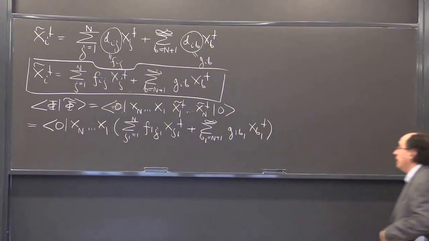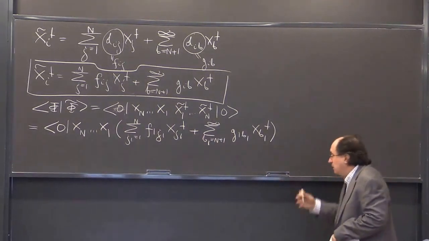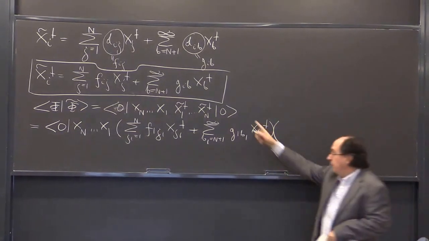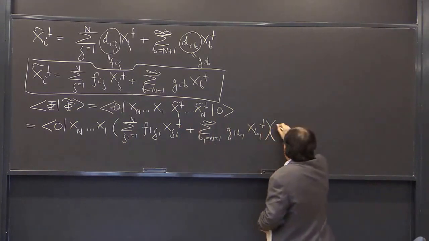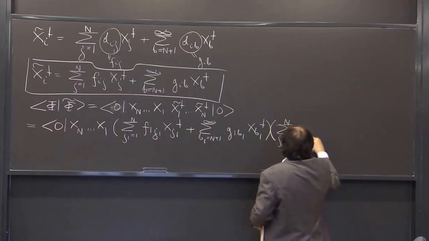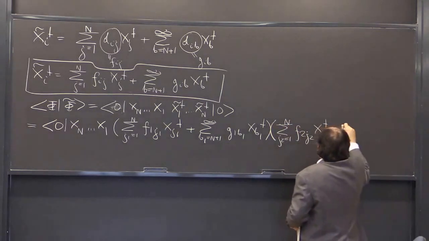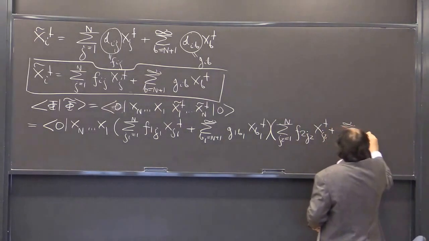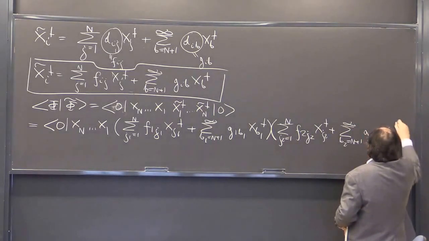Okay, so I have to find some sort of notation for it. To be more clear about it, let me write maybe the second term, and then I'll write the last term in our product. The second term, that means the term corresponding to x2 dagger, will be a summation over j2 running from 1 to n, f2 j2 x j2 dagger, plus a summation over b2 running from n plus 1 to infinity, g2 b2 x b2 dagger.